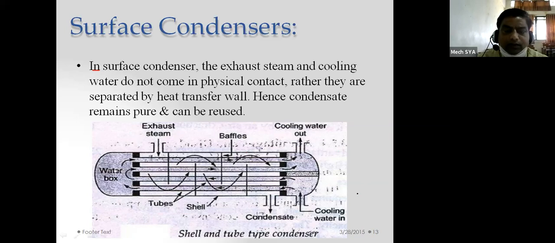And when steam is here, there is a pass of the cooling water. Then there is the shell. This cooling water and exhaust steam, heat transfer will take place. So whatever heat the steam has is absorbed by the cooling water and it gets heated, and this is cooling water in. So cooling water out has more temperature, cooling water in definitely has less temperature, because it will absorb the heat and its temperature will increase.